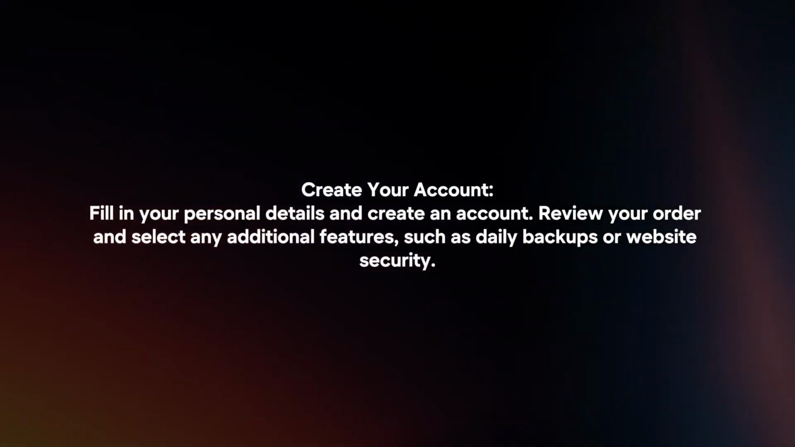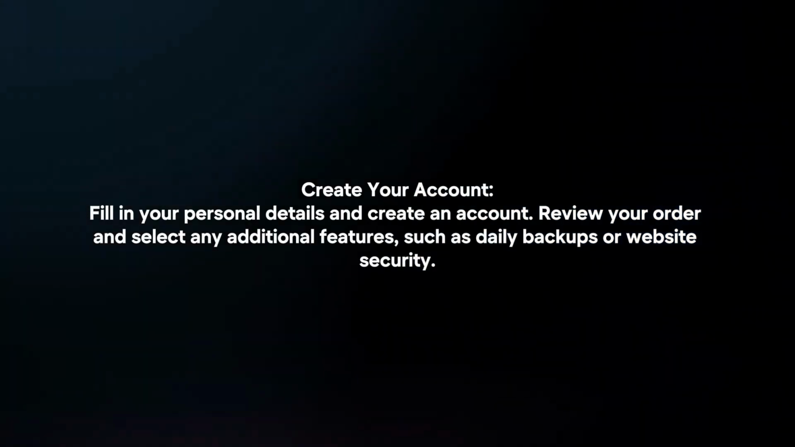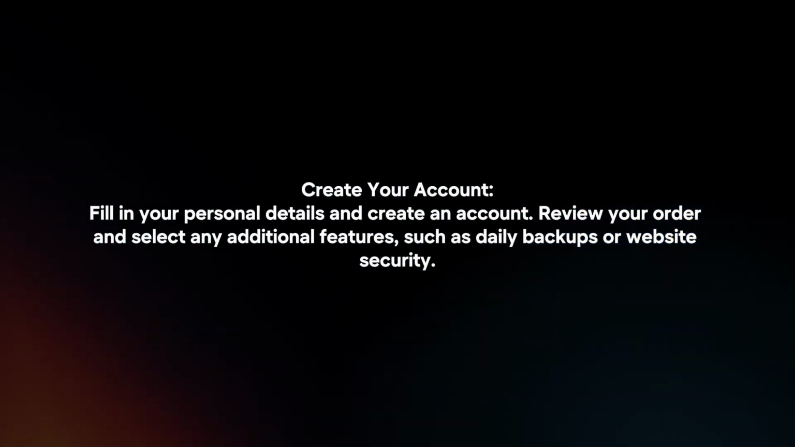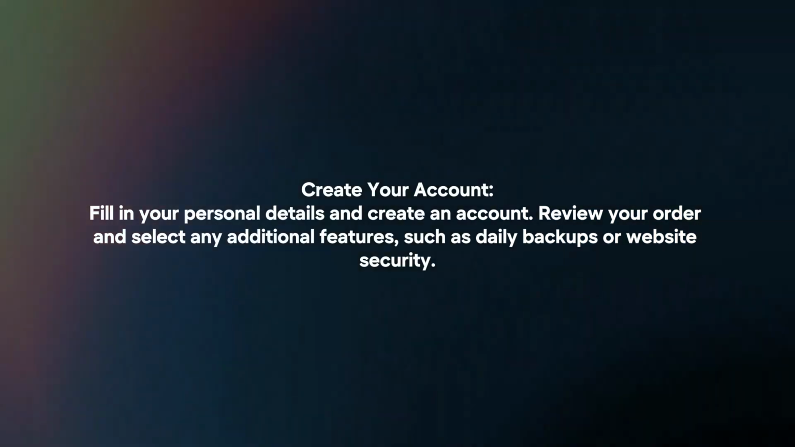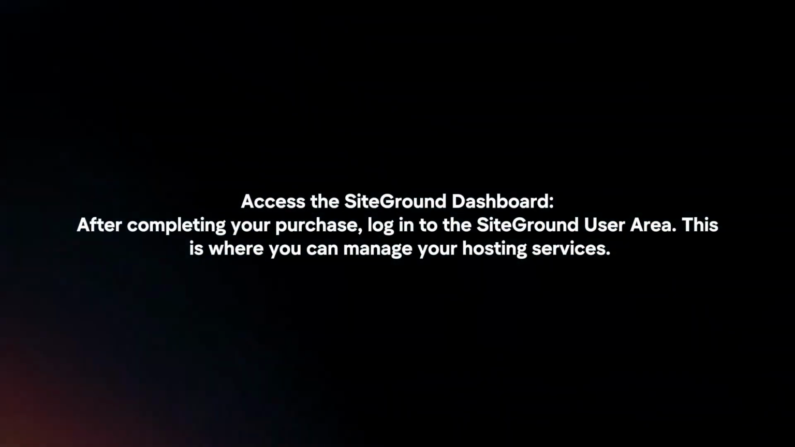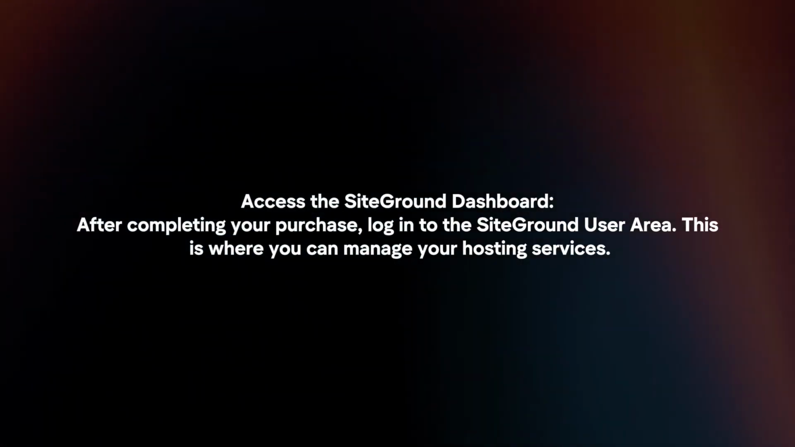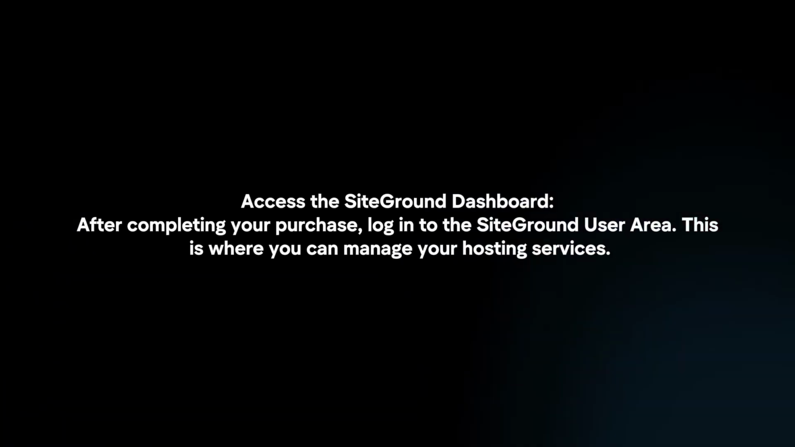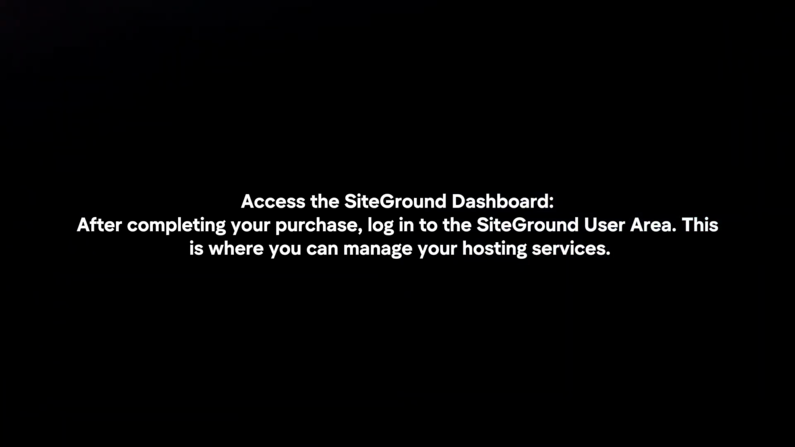Create your account. Fill in your personal details and create an account. Review your order and select any additional features, such as daily backups or website security. Access the SiteGround dashboard. After completing your purchase, log into the SiteGround user area. This is where you can manage your hosting services.